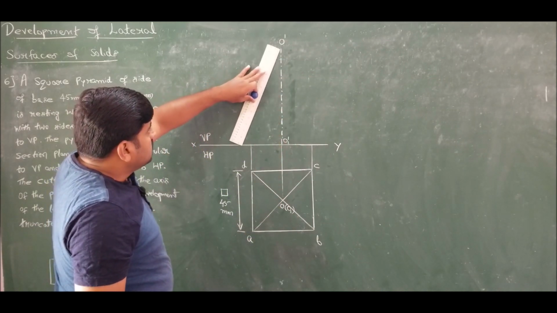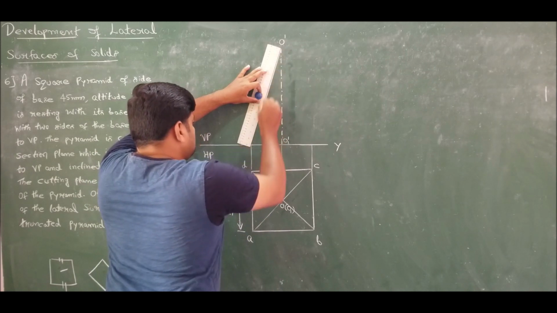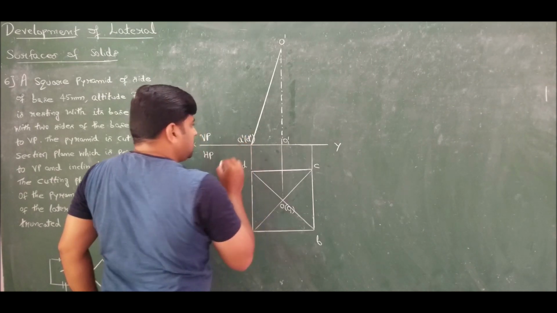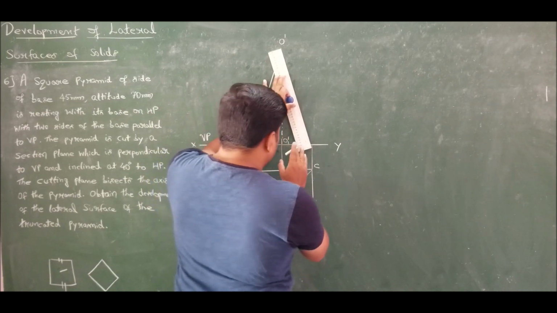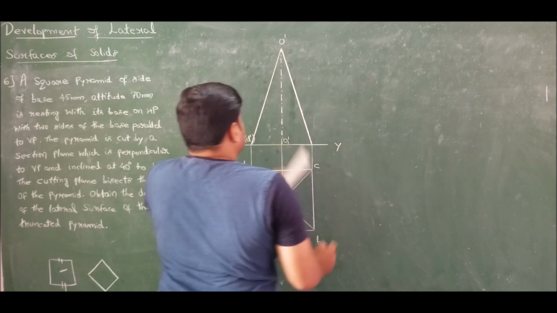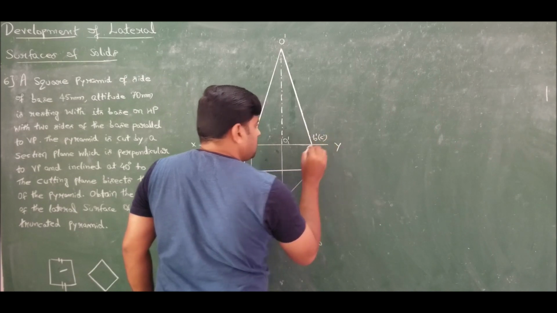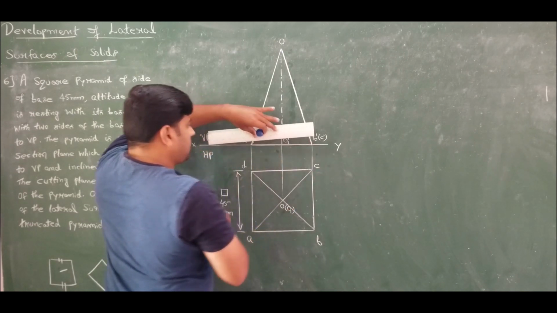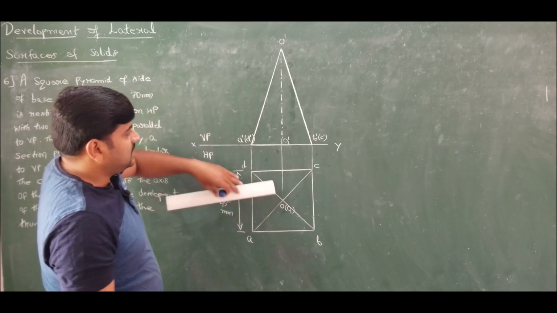Now draw slant edges, that is A to O and D to O, we have here. So A is visible, D is invisible, so it will be A dash, bracket D dash. Similarly, draw slant edge B to O and C to O, connecting here. Here B is visible, B dash, and C is invisible, C dash, and connect the base. Done. So this is the pyramid resting on its base on HP, such that two of its base edges are parallel to VP.